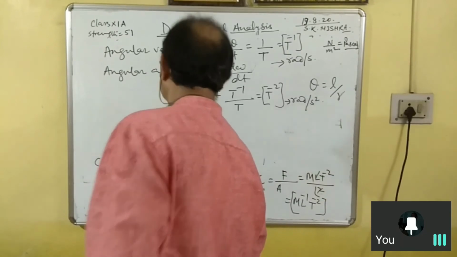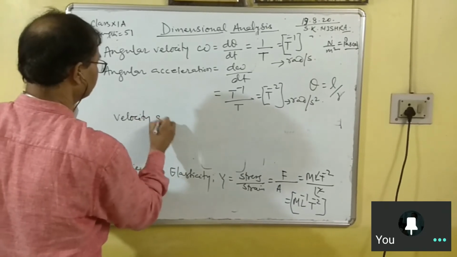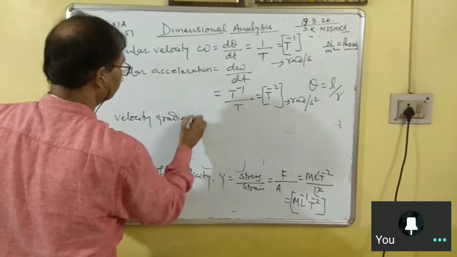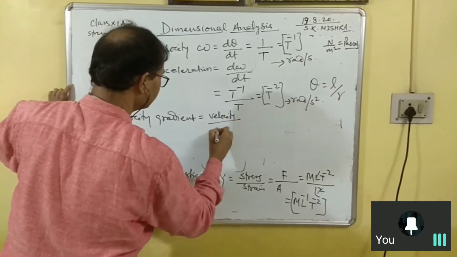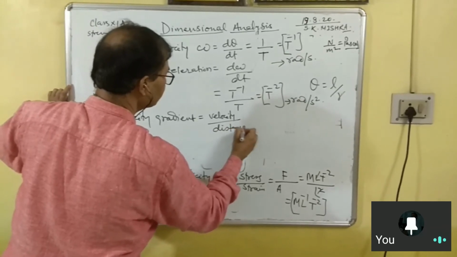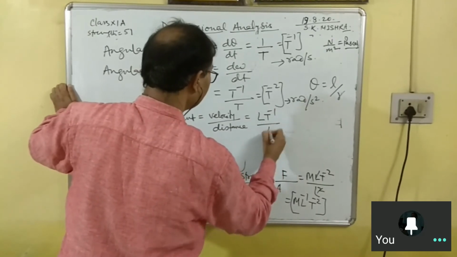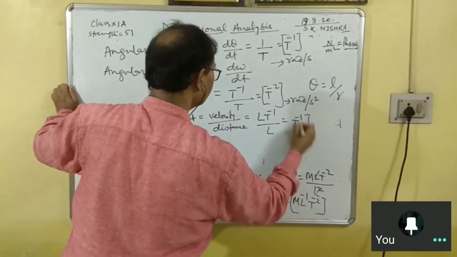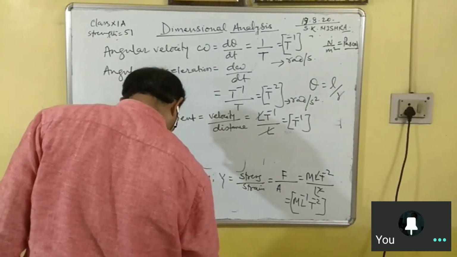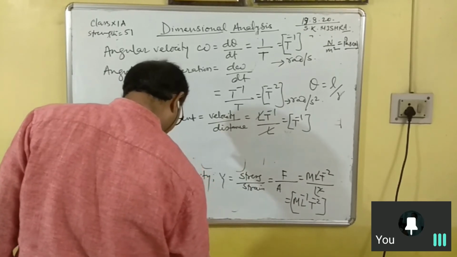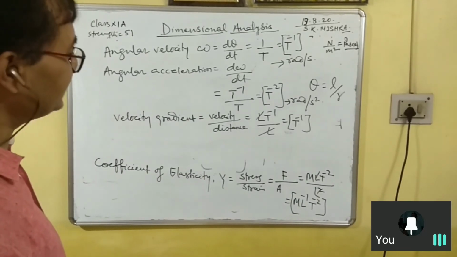Now, velocity gradient. Velocity gradient is nothing but velocity by distance. The dimension of velocity is L T to the minus 1, divided by L. So this is T to the minus 1 only, as L will cancel out. So the velocity gradient is M naught L naught T to the minus 1.